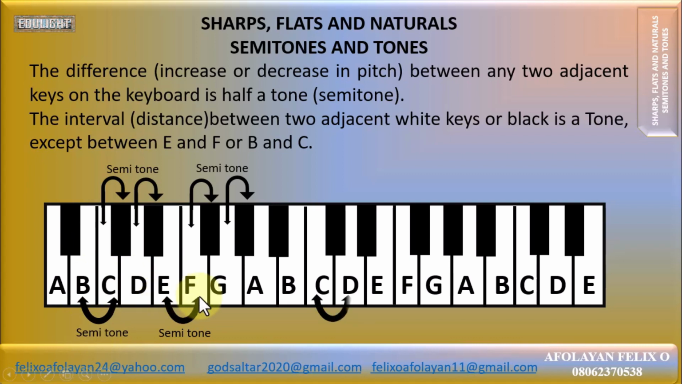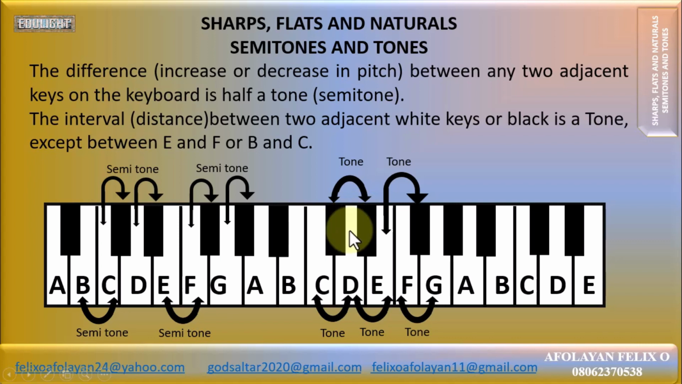From this white key to this white key is semitone. From this black to this is semitone. From this place to this place is semitone. Why? From here to here is a tone because there is one black key in between. And from this black key to this black is a tone because we have one white key in between. From this white key to this black key is a tone because we have this in between.